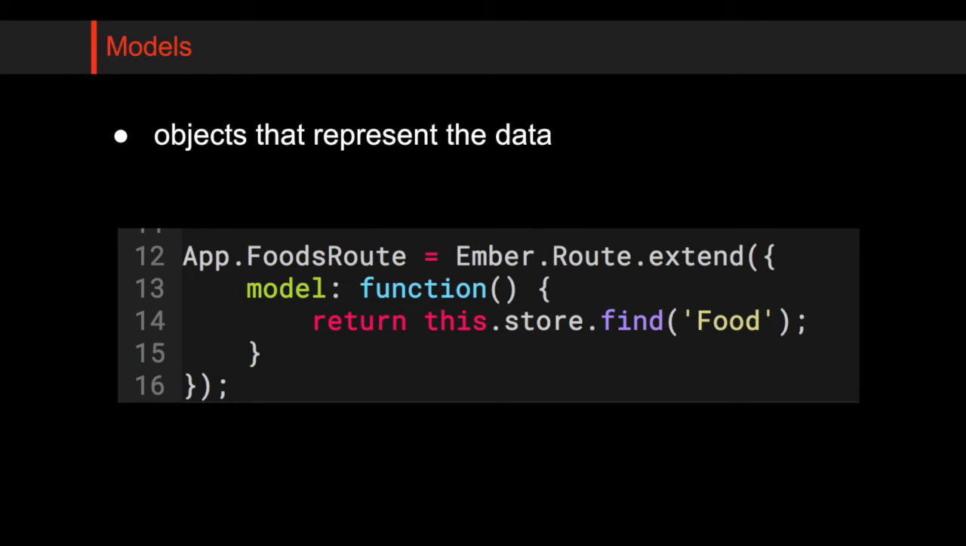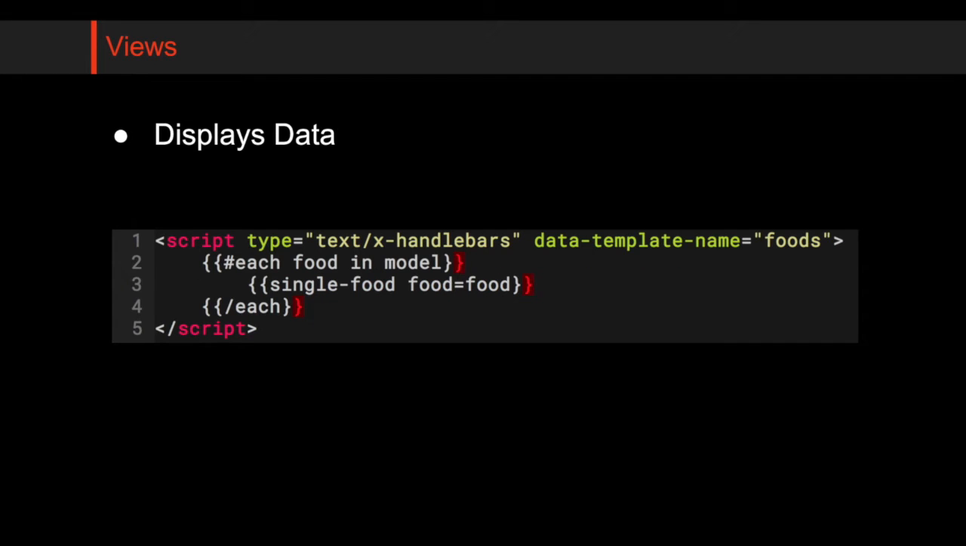Ember architecture. Models are the objects that represent the data. So we wrap the model function inside App. For example, right here is foods: App.FoodsRoute = Ember.Route.extend, and the model is inside it. So it will return the data we use. It is for displaying the data. We write this code in the index file.